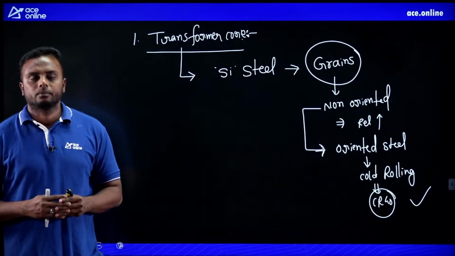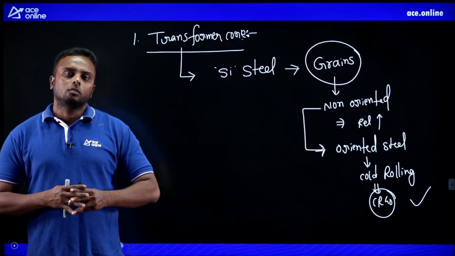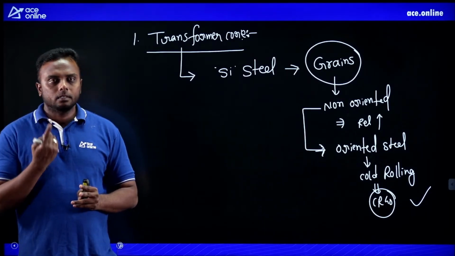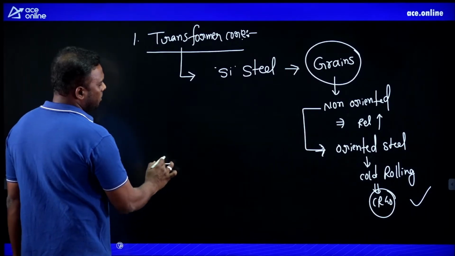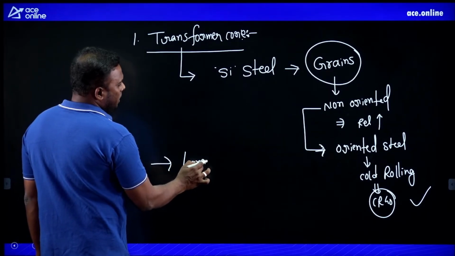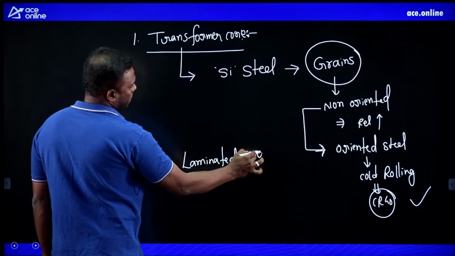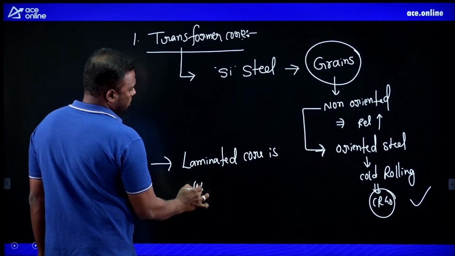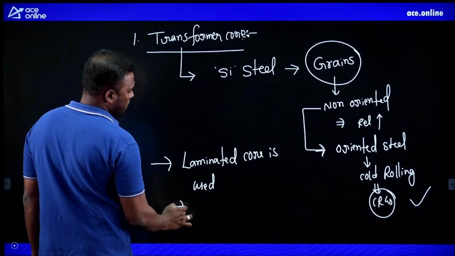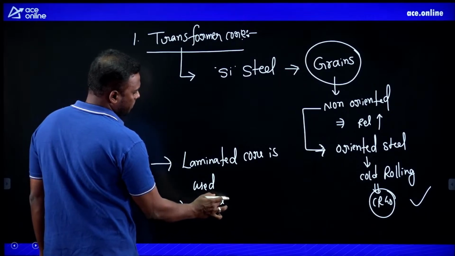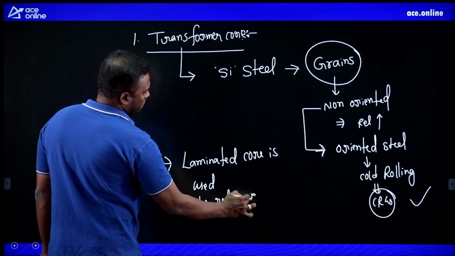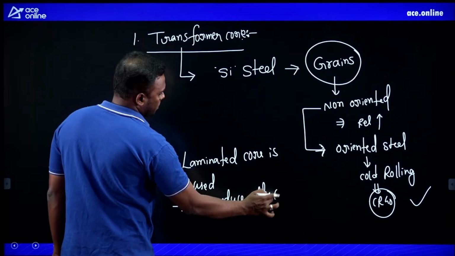This is the material. And what type of core do we have to use? Solid or laminated? Yes, we always use a laminated core. Why do we use laminated? To reduce eddy current loss.